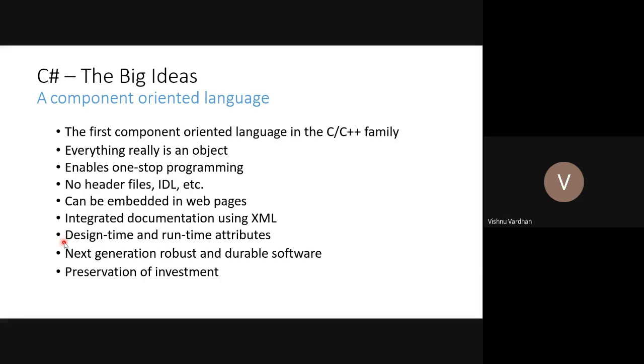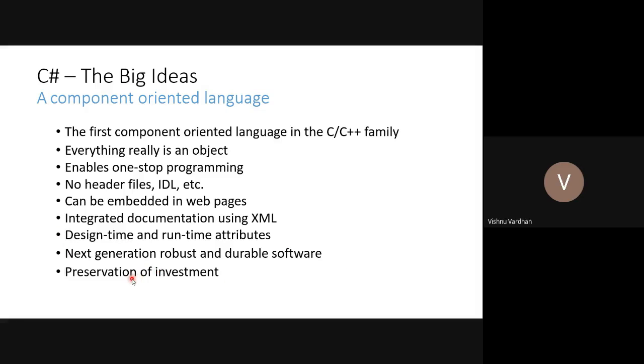So you can provide those settings either at design time or at runtime. Even at runtime you can specify with the attributes whether to omit some portions of the code, whether to compile in another way, or expose some functionalities. So there are different kinds of aspects. All these things are possible with these attributes. Okay? Then next generation robust and durable software. When you are going to create a .NET application, you can be certain that it's a very durable product that you are making in the first place.